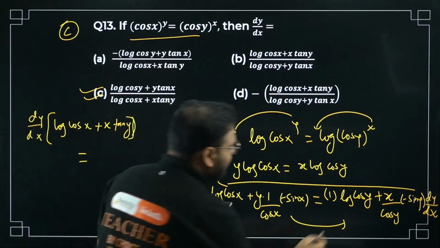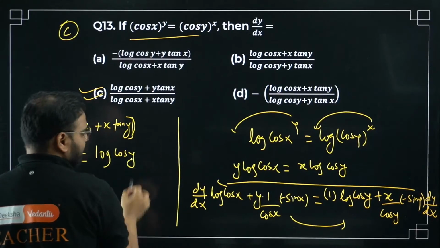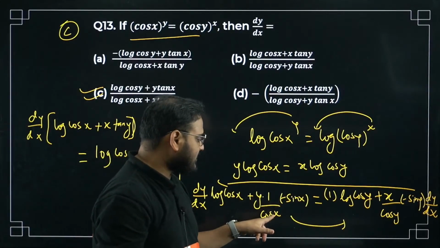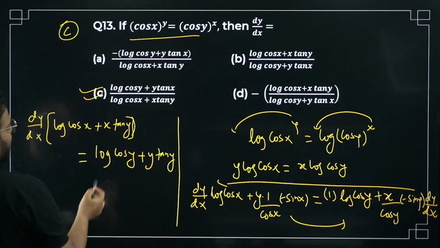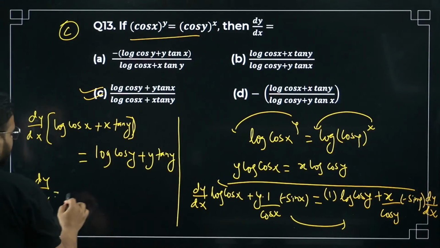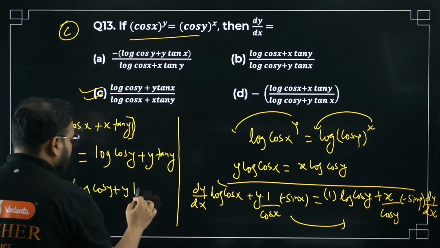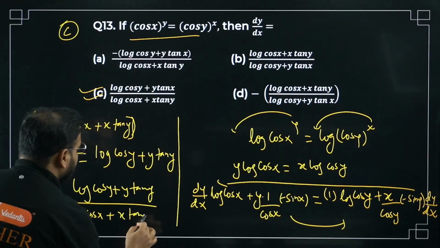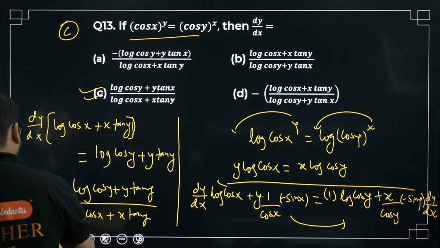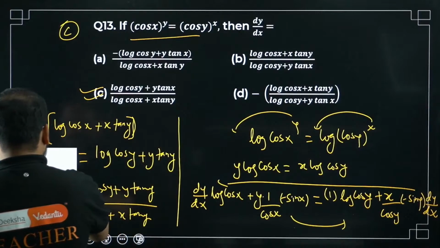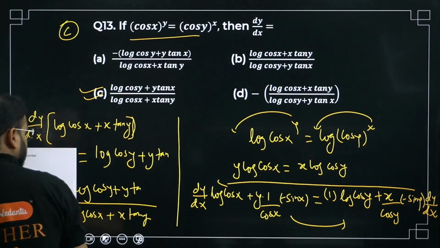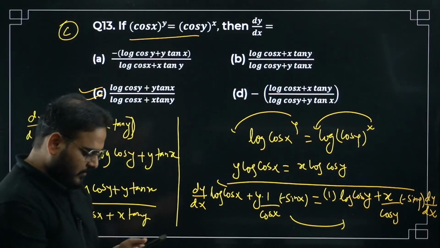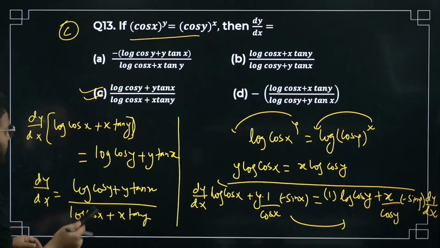What about the RHS? You'll have log cos y plus y tan x. Sin by cos is tan, and negative will become positive when moving to that side. I want to find dy by dx, so get rid of this, and you'll get log of cos y plus y tan x divided by log of cos x plus x tan y. Sir, this is y tan x actually, not y, this is tan x. I made a mistake over here, forgive me for that. Please check now. Log cos y plus y tan x upon log cos x plus x tan y. Clear? So option C is correct.